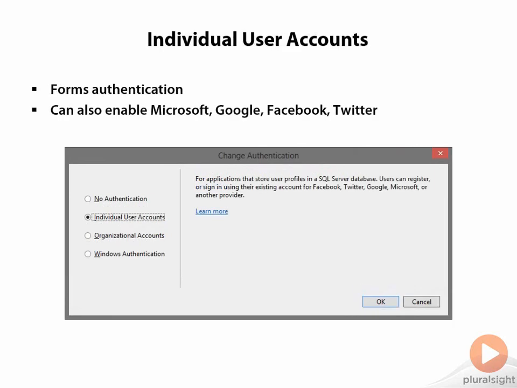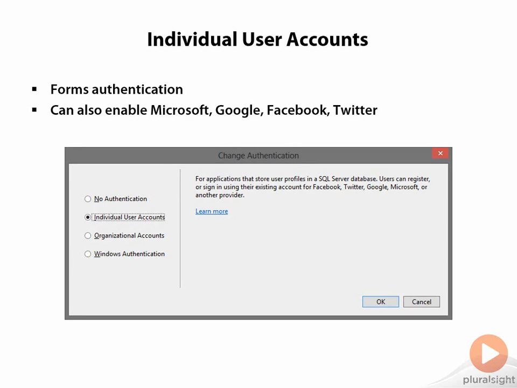The second option is Individual User Accounts. This is the traditional forms-based authentication, where a user can come to the website, register, and create a login, and by default their username is stored in a SQL Server database using some new ASP.NET identity features which we'll look at. The password is also stored in the database, but it is hashed first. And since the password is hashed, you don't have to worry about plain text passwords sitting in a database. That is a very dangerous practice.